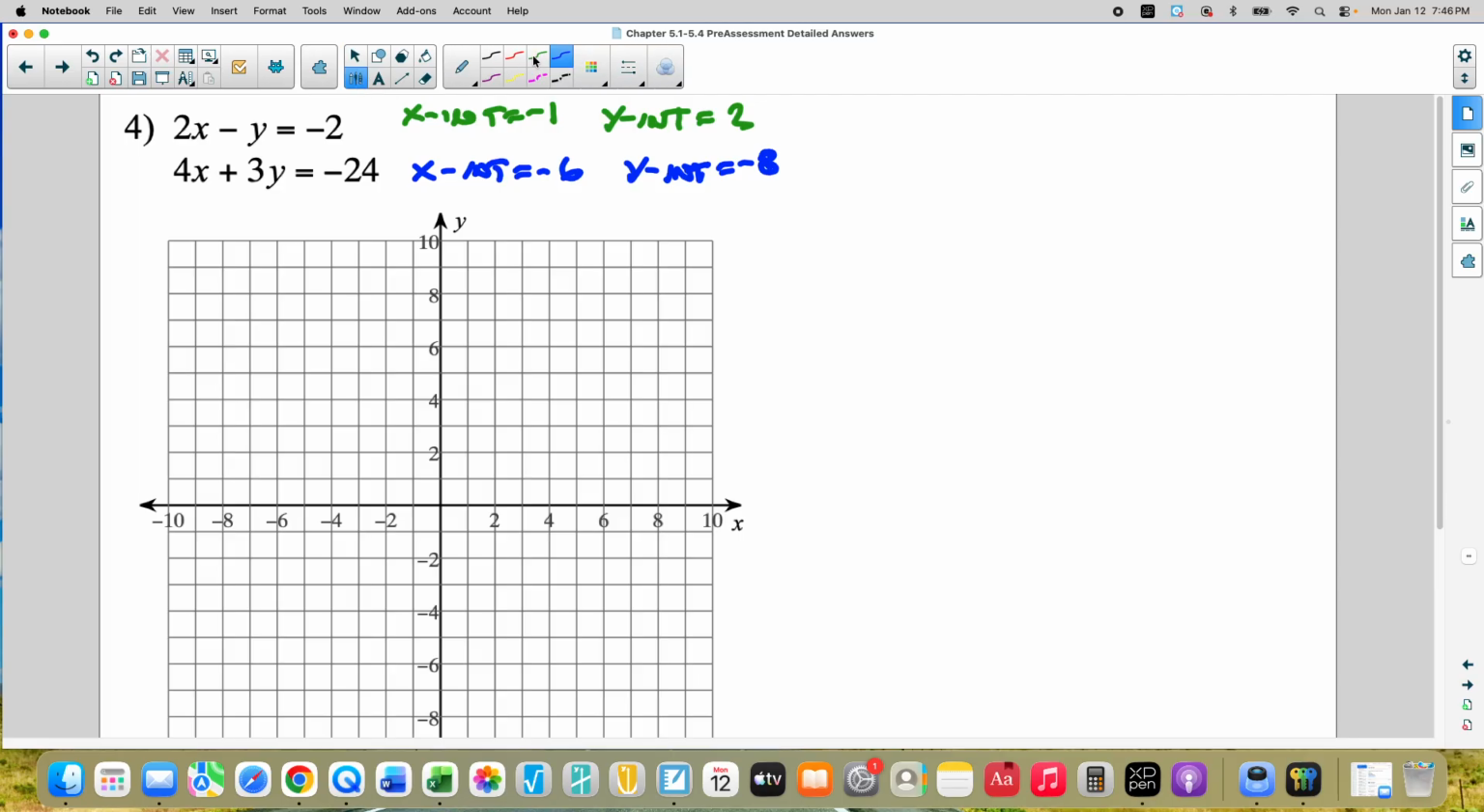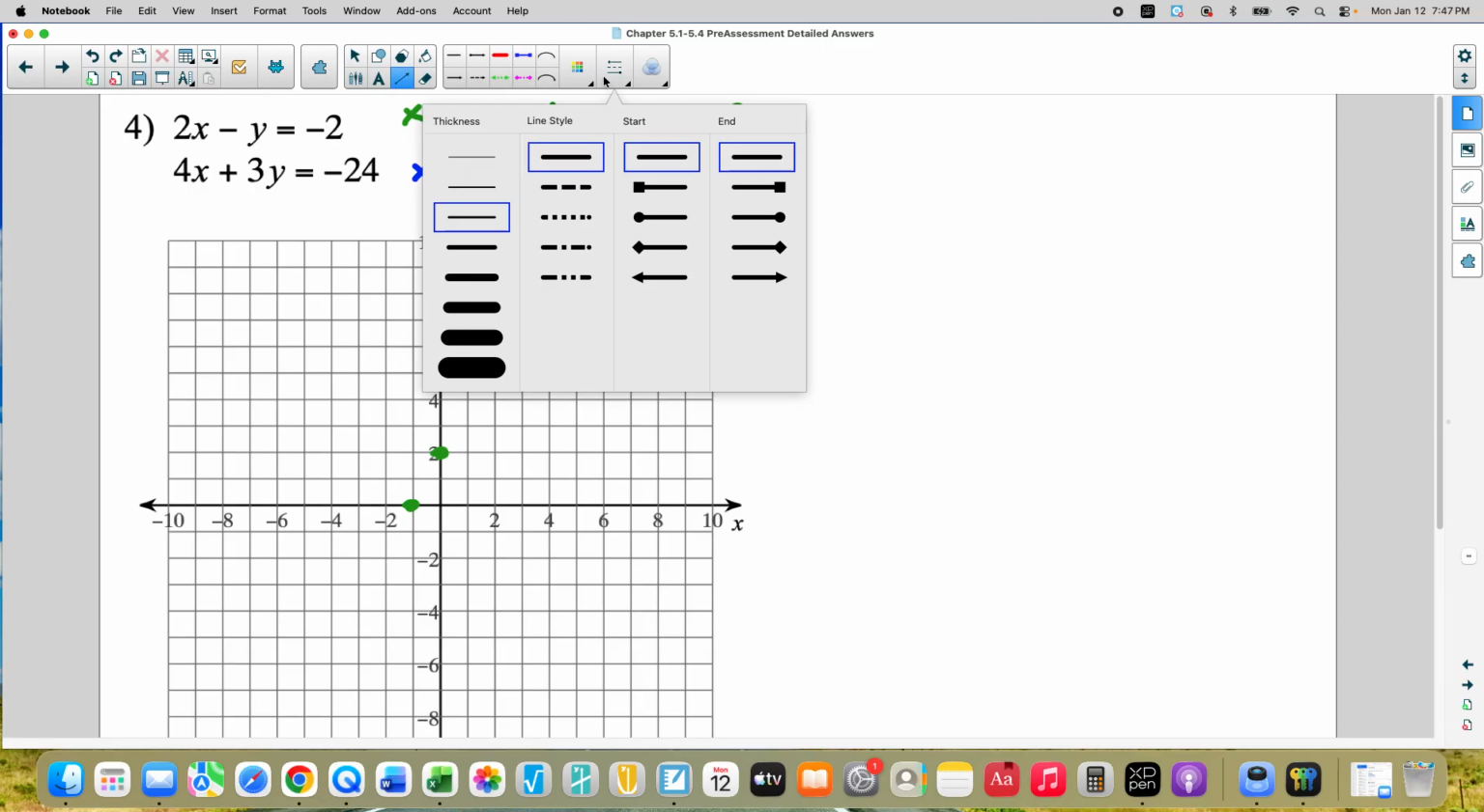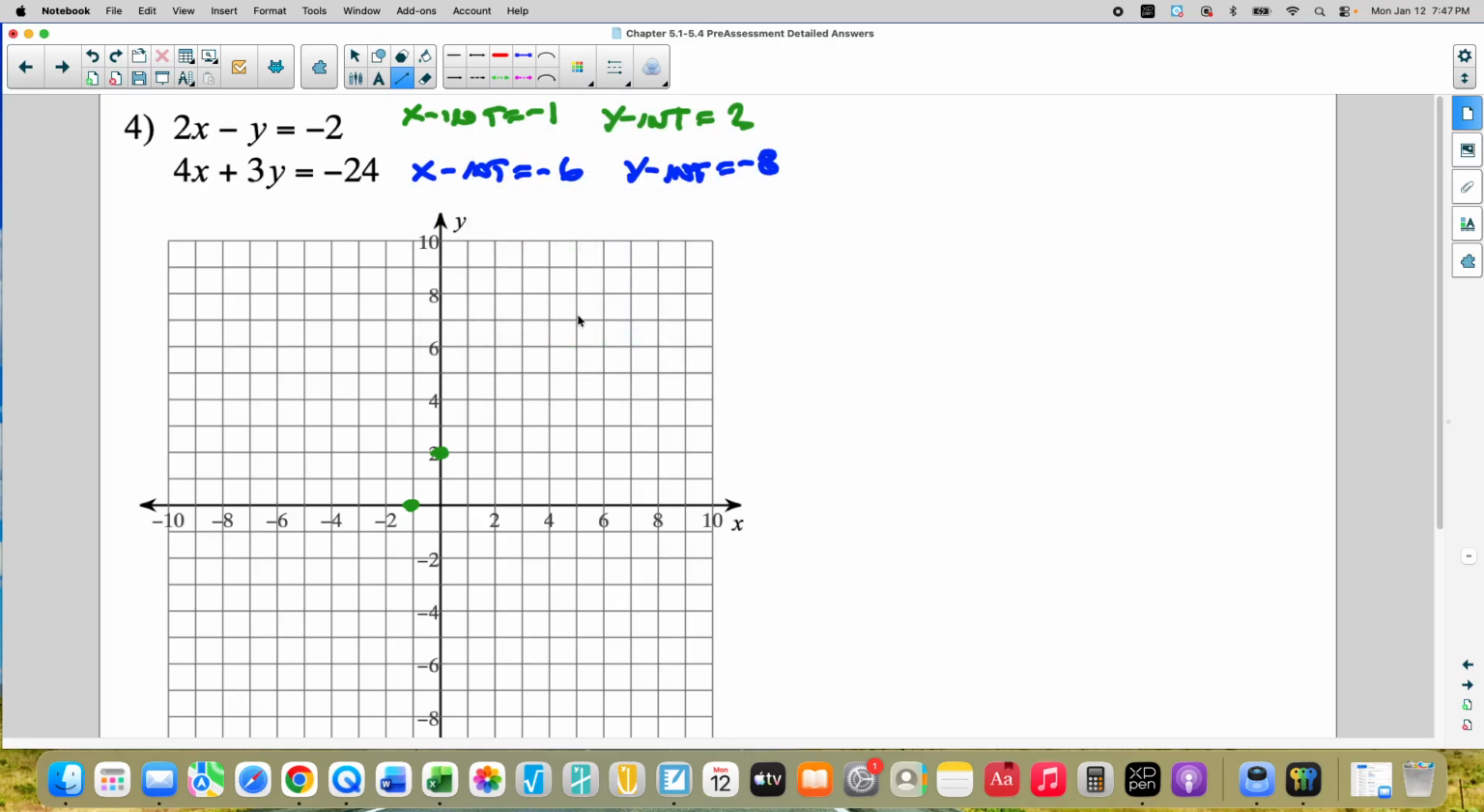So I'm going to plot these 2 points, -1 on the x-axis, 2 on the y-axis. And we are going to connect those dots. And these are all the solutions for that first equation that is in standard form. Now we're going to take this equation. This has an x-intercept of -6. This has a y-intercept of -8. And we're going to connect those dots.